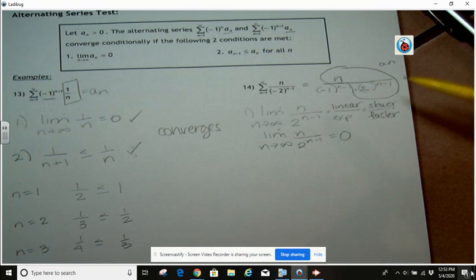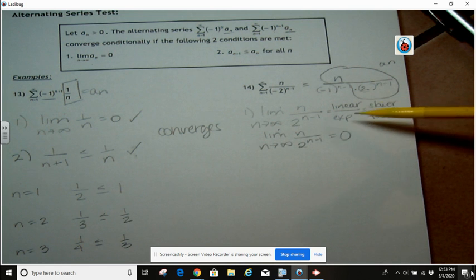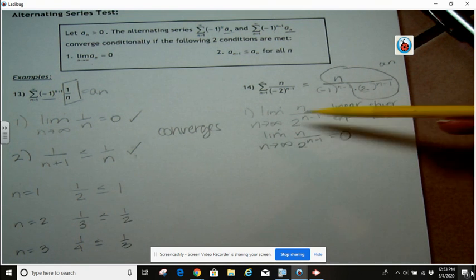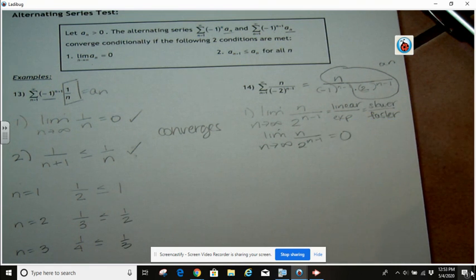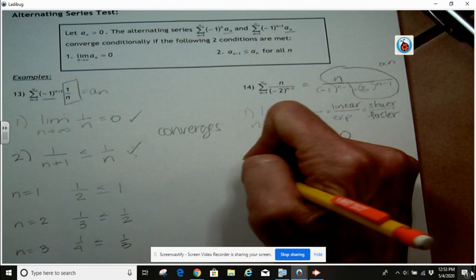So anytime you can't use the degree rules and you have a slower growing function divided by a faster growing function, then your limit to infinity will be 0. If it's a faster growing function over slower growing function, then the limit is going to be infinity or negative infinity. And this isn't the test for you because it's not going to meet our two conditions. So then let's move on.